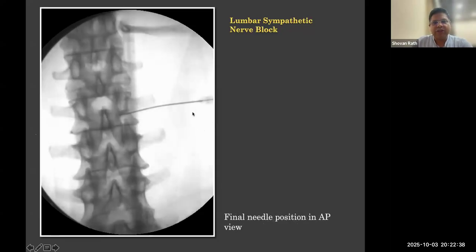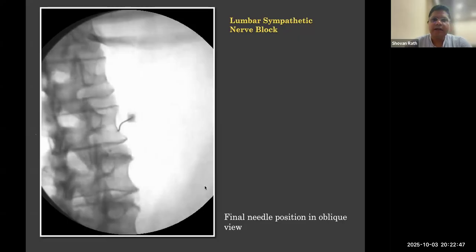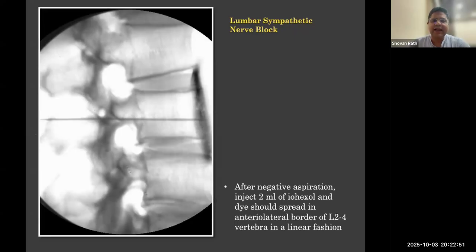Now, after your needle positioning, this is the AP view. You see, this is the exact needle position in an AP view. This is almost in an oblique view. This is in a lateral view.